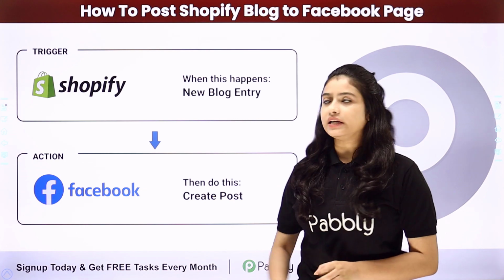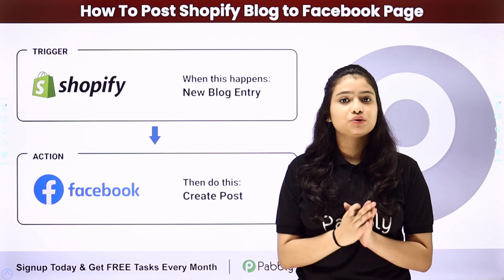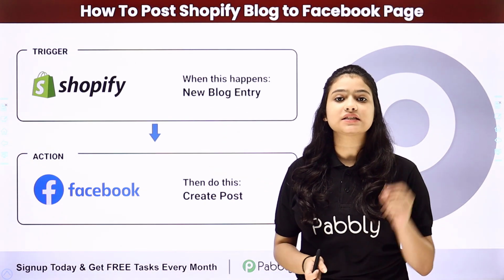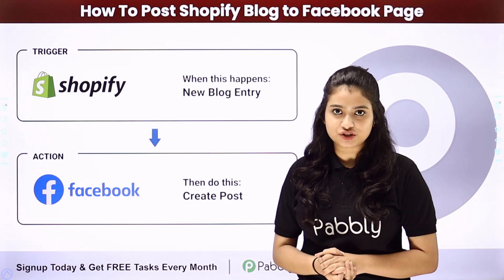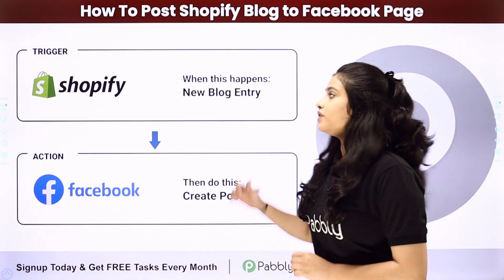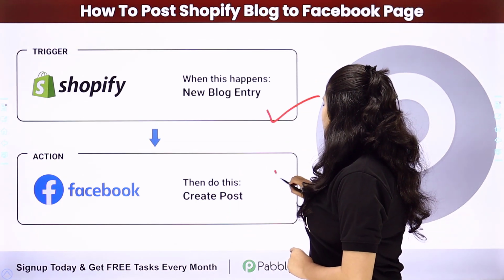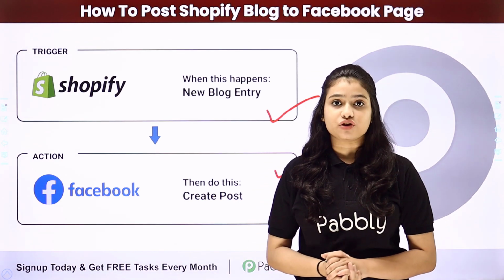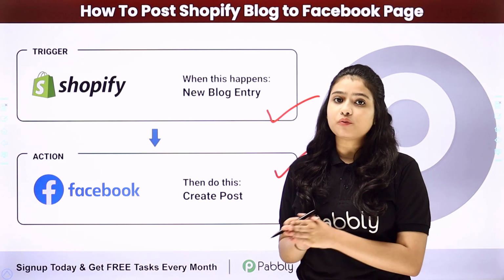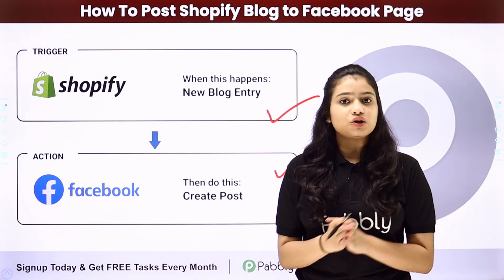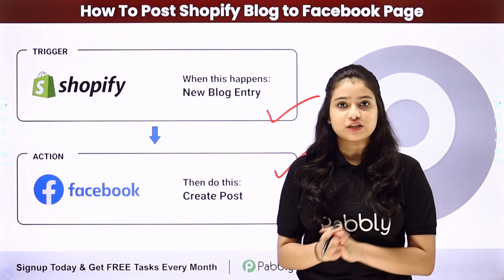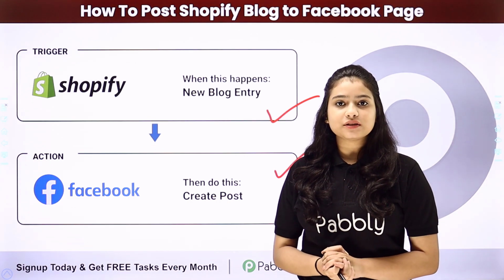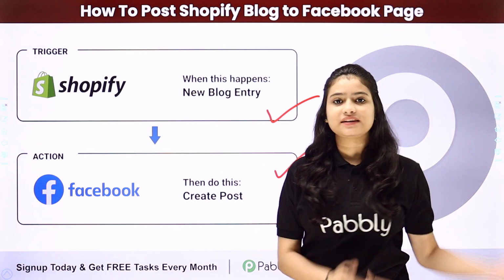For that you will have to integrate Shopify with Facebook page, and to do the same we are going to use Pabbly Connect, which is an amazing automation and integration software. Now what we are going to do, we have Shopify in our trigger and Facebook page in our action. So we will be connecting both of them by using Pabbly Connect in such a way that as soon as a new blog is posted on your Shopify store, it is automatically going to be posted on your Facebook page. And to learn this entire automation step by step, let me take you all to my screen.